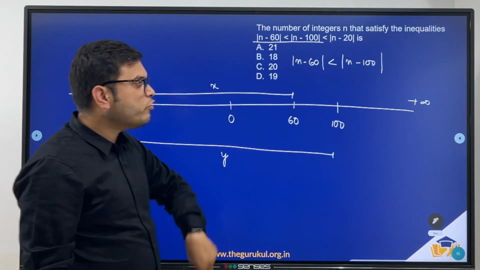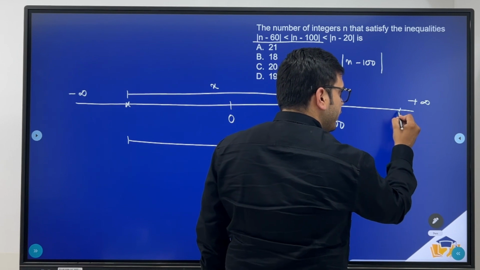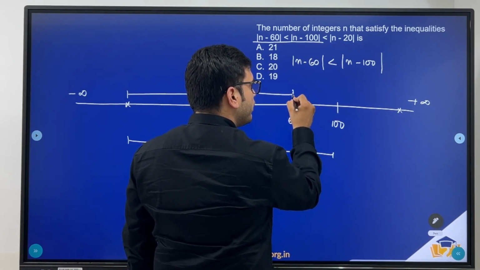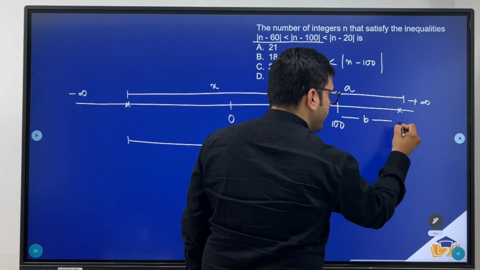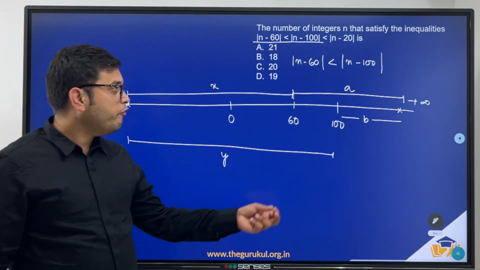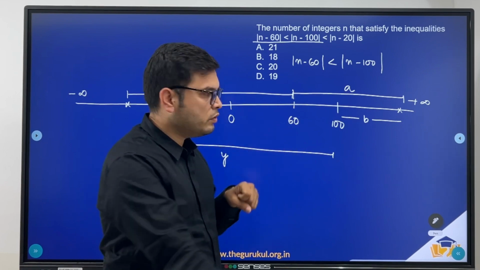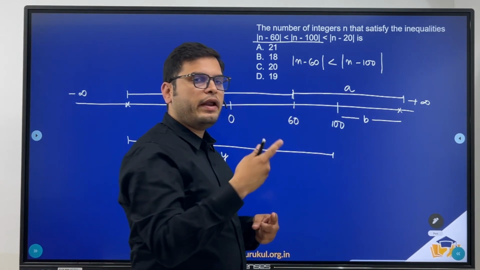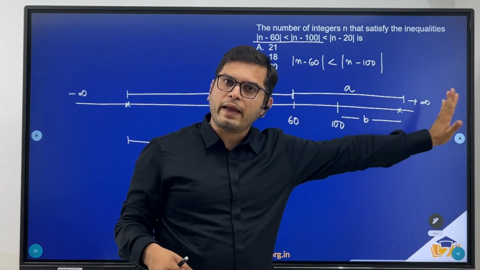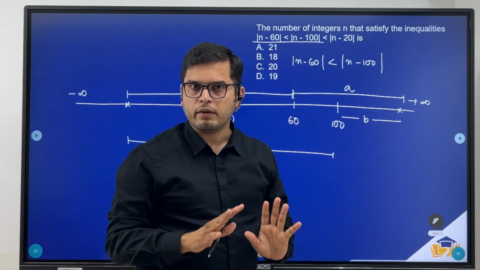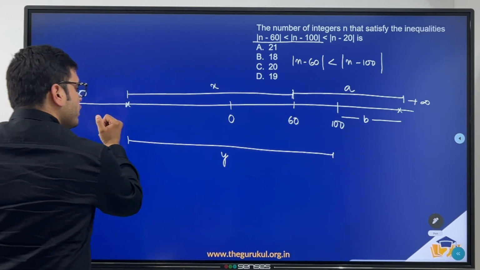Now if the point is to the right of 100, if I take a point here and if this distance is a, and this distance is b, now we have a greater than b. So |n - 60| is greater than |n - 100|. So we cannot consider the values to the right hand side of 100 or more than 100. Now between 60 and 100.